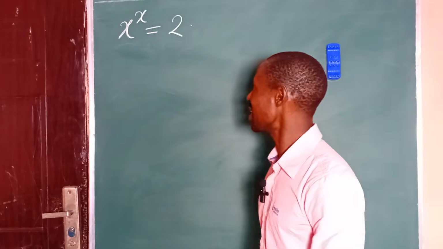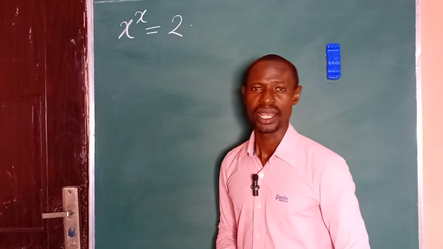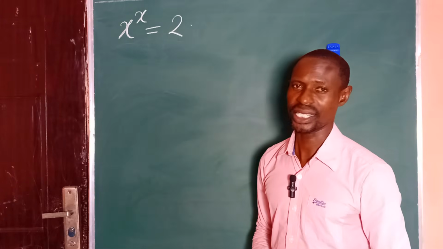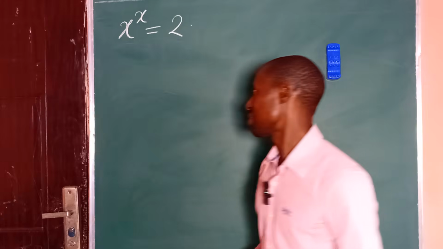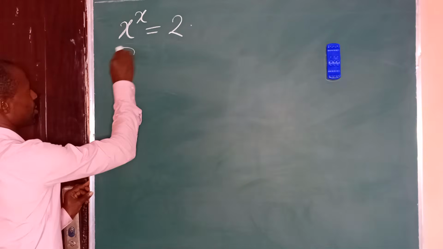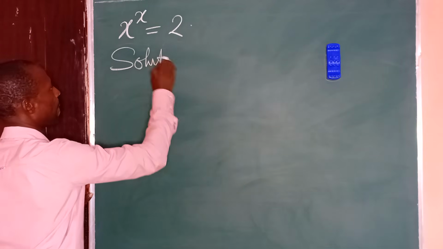Today we have this exponential challenge before us here. The question is: x to the power of x equals 2. How do we solve for the value of x here? So let's take our solution first thing. So we have our solution.